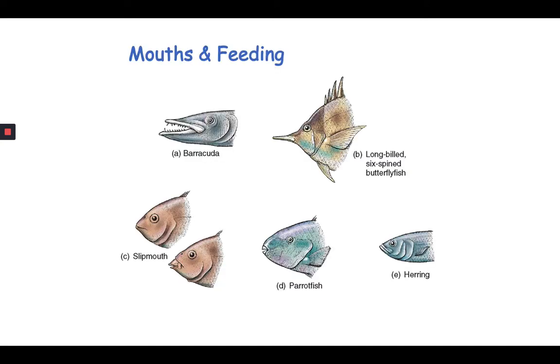So these are some of the different types of mouths. Barracudas have a lot of teeth. So as you may expect, they are predators and they eat other fish. Oh, we have a butterfly fish with a long snout, and these are pickers. A herring with an upturned mouth, and a lot of times when fish have upturned mouths, they are plankton feeders. Parrotfish are scrapers. They scrape algae off the reef, and a slip mouth, which is another plankton type feeder.